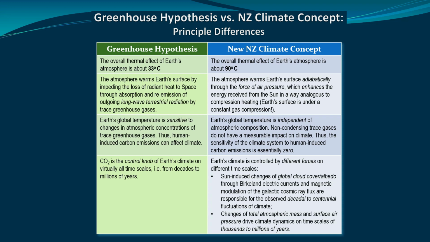According to the Nikolov-Zeller concept, Earth's climate is controlled by different forces on different timescales. Changes of global cloud cover induced by the sun through Birkeland electric currents and magnetic modulation of the galactic cosmic ray flux are responsible for the observed decadal to centennial fluctuations of climate. Changes of total atmospheric mass and surface air pressure drive climate dynamics on timescales of thousands to millions of years.